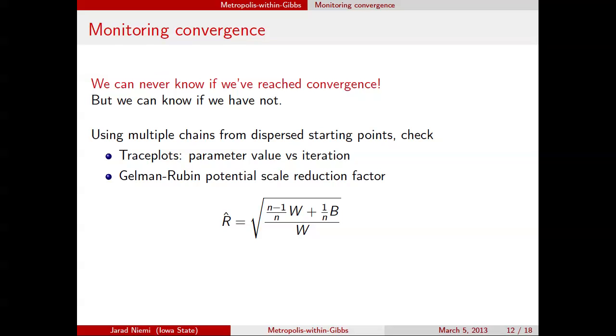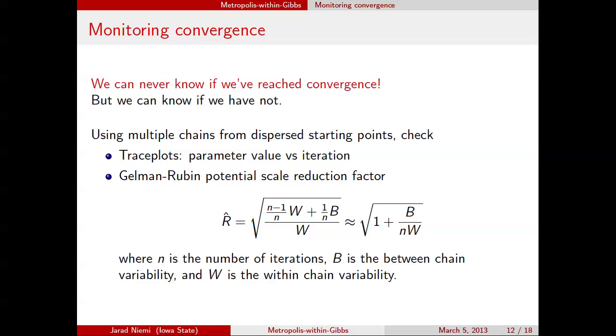I do like the Gelman-Rubin potential scale reduction factor. N here is the number of iterations, B is the between chain variability, and W is the within chain variability. If everything is working fine, you would expect the between and within chain variability to be about the same. So when you divide, you get something that's approximately 1. Those are my two favorite approaches. There are other approaches, in particular approaches based on really long chains.